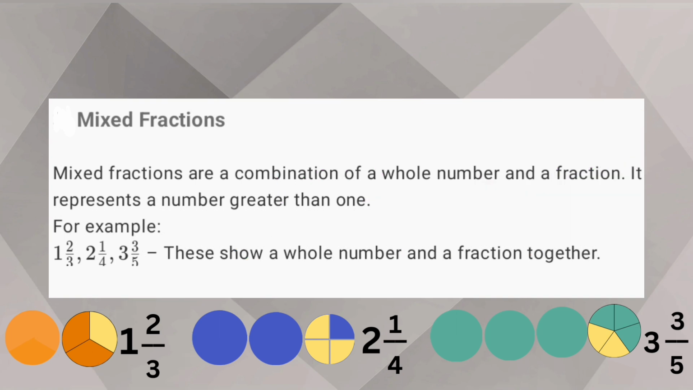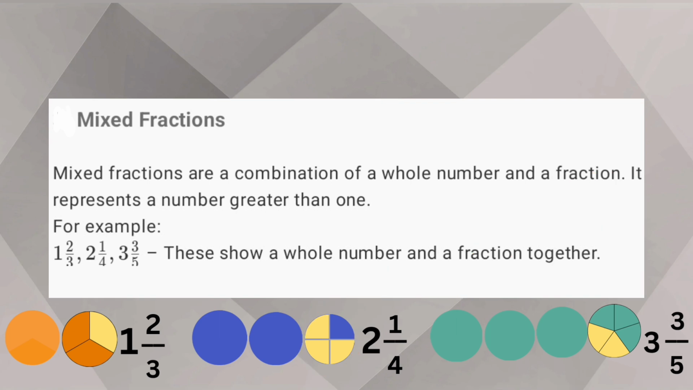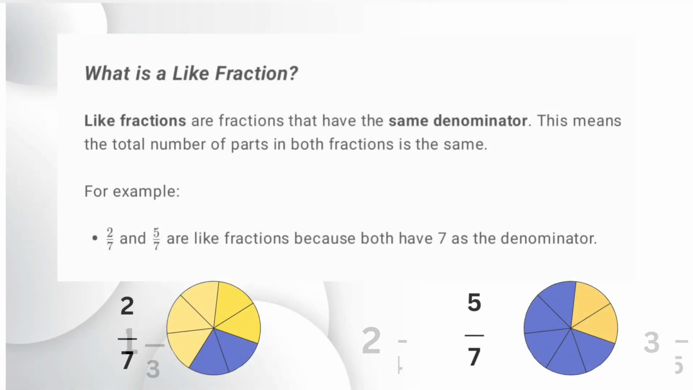Okay, here 2 1 bar 4, that is two whole numbers, and of the third one we consider only one out of this third one. Okay, so 3 3 bar 5, out of this 4 we want only 3 bar 5. Yes. Next, now we'll see what are like fractions and unlike fractions.